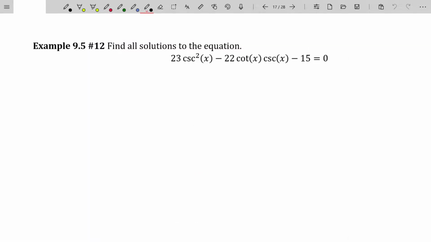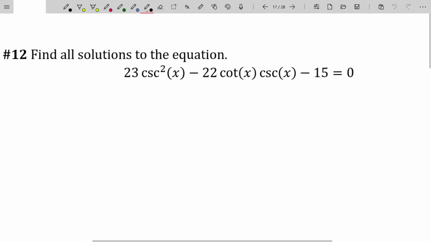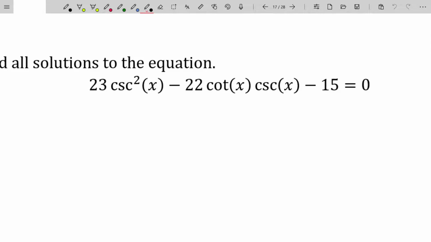Now here is a daunting looking equation. It does look really, really hard, mainly because of the numbers, but it's also a mixture of trig functions. It's quadratic in form, right? Because it has something squared minus something in the middle. It looks like a quadratic equation. But unfortunately, it's a mixture of trig functions. And note, the cosecant squared here is 1 over the sine squared. The cotangent is cosine over sine, and the cosecant is 1 over sine.